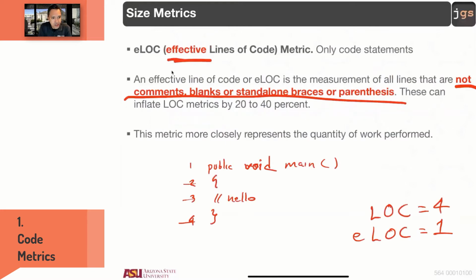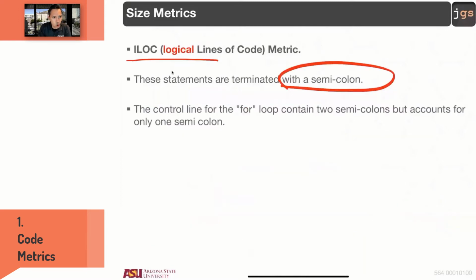Usually, it's not a rule, but lines of code are going to be more than the effective lines of code. And the effective lines of code are going to be more than the logic lines of code, because we're being more specific in things that we're counting. So everything except the things that I put here in red, and only the ones that have semicolons. Those are the 3 metrics that we have to measure the size of the software. Again, you need the source code, and then you can count this.